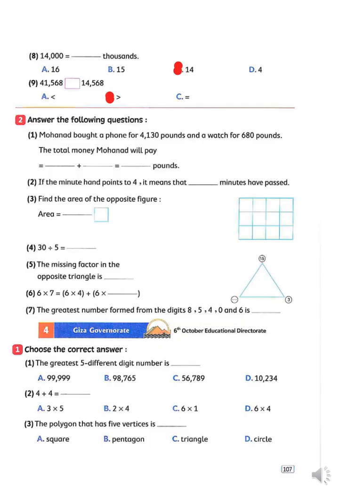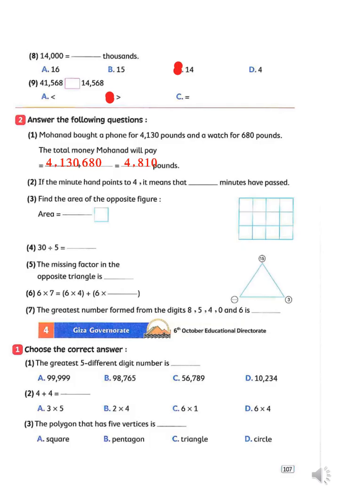The next question, Muhannad bought a phone for 4,130 and a watch for 680 pounds. The total money Muhannad will pay: 4,130 plus 680 equals 4,810.